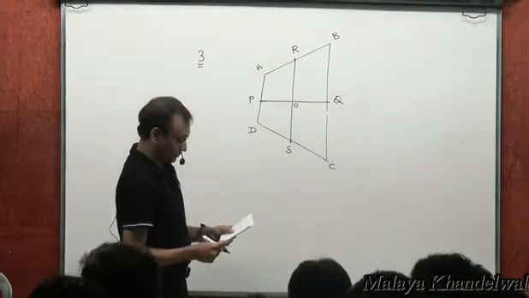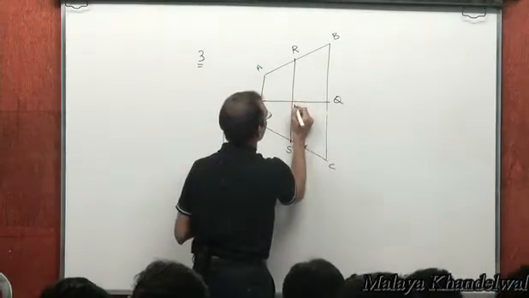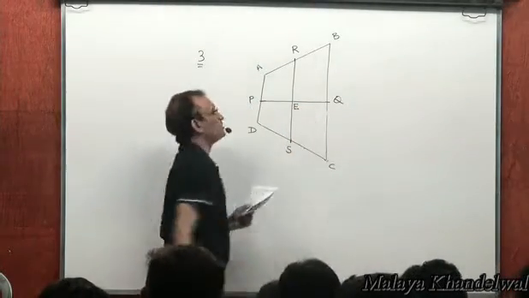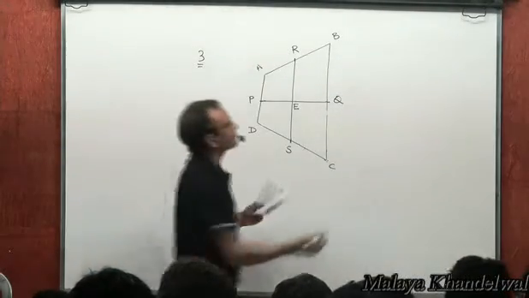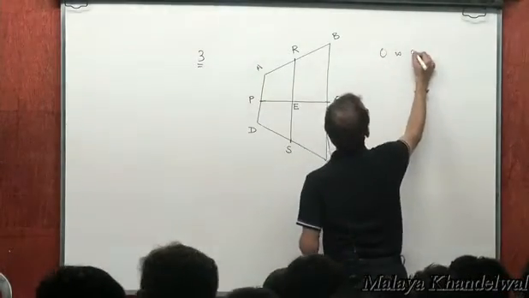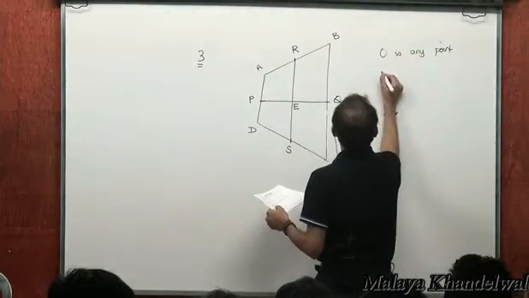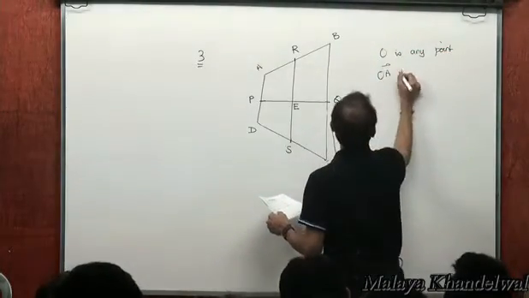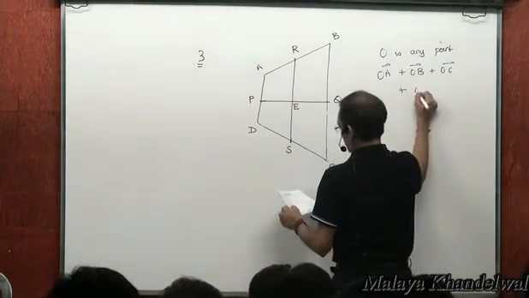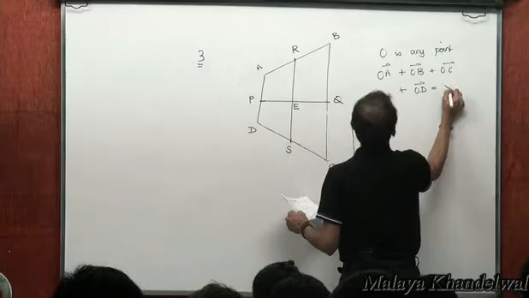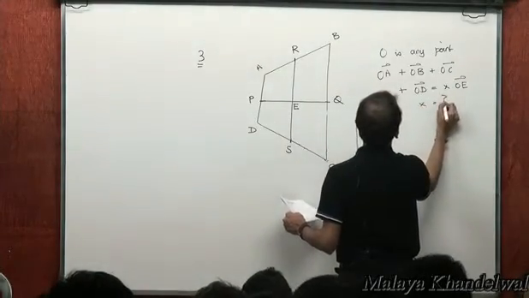Oh sorry, E is the point of intersection of PQ and RS, right? O is any point. And if OA plus OB plus OC plus OD is X times OE, we want to be able to find X.